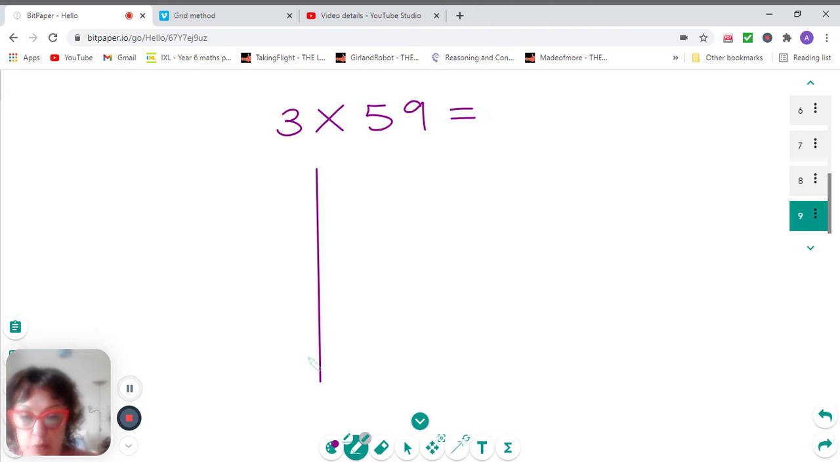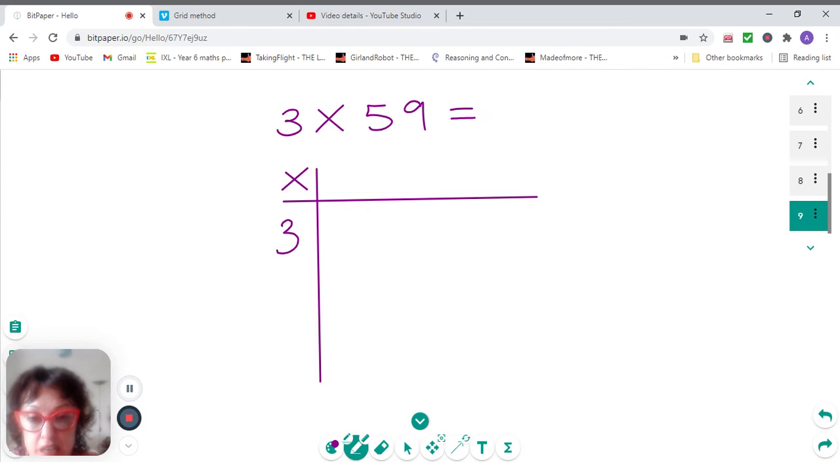So the first thing we do is draw the grid, like so, and I put the multiplication symbol here, and we are timesing by 3 today. We're going to do 3 times 59, so I put 3 here, and then here we have to think about what is in 59. What is 59 made up of?